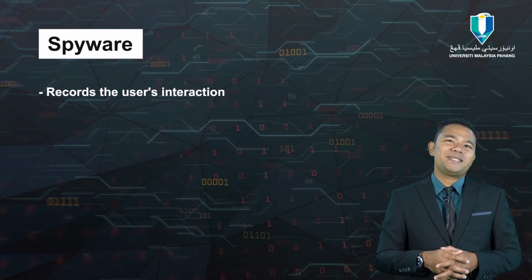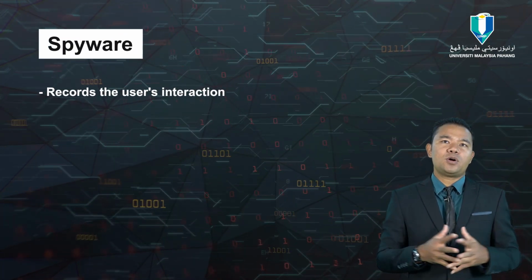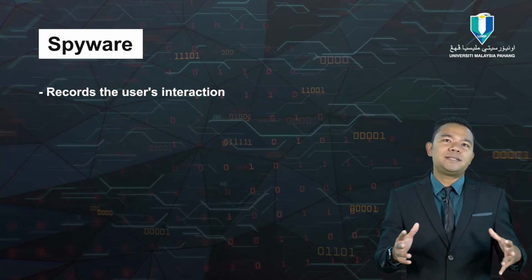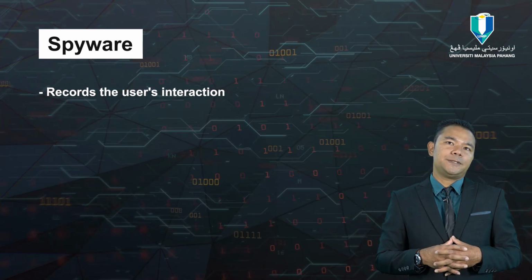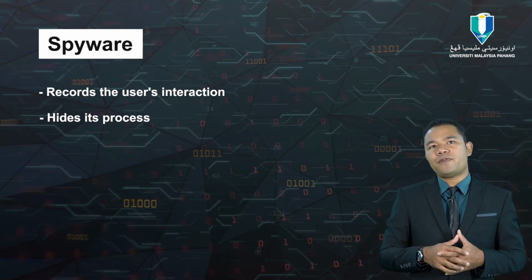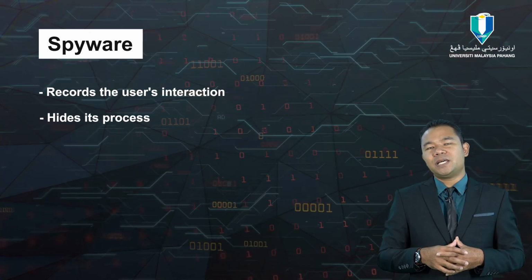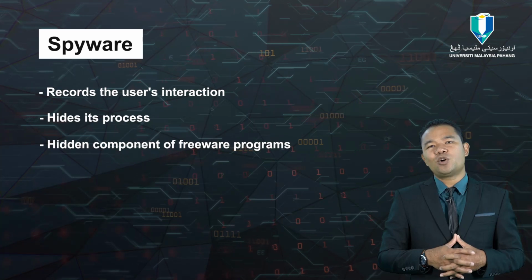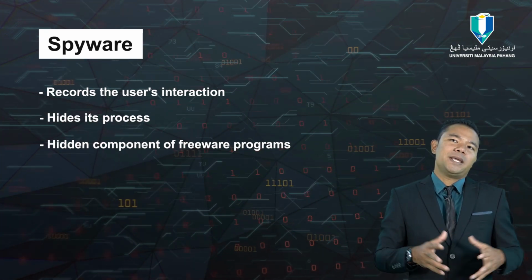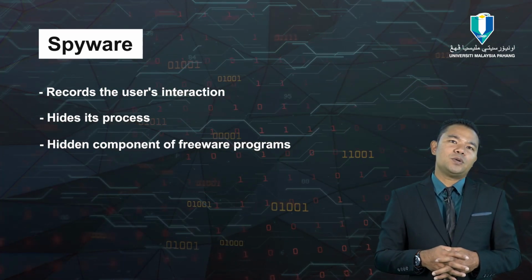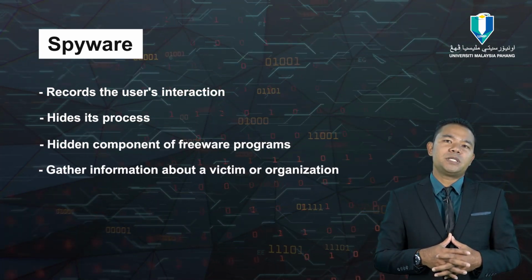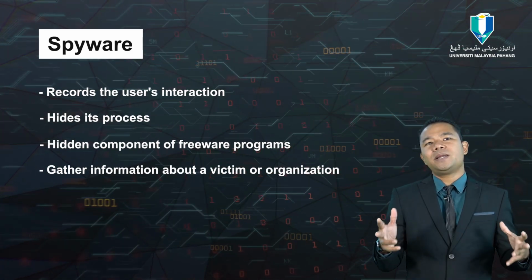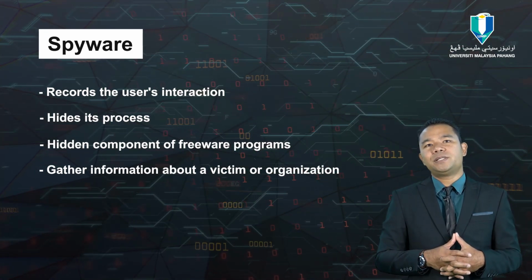Spyware. Spyware is a stealthy program that records the user's interaction with the computer and internet without the user's knowledge and sends the information to a remote attacker. Spyware hides its processes, files, and other objects in order to avoid detection and removal. It's like a Trojan horse, usually bundled as a hidden component of freeware programs available on the internet for download. It allows the attacker to gather information about the victim organization such as email addresses, user logins, passwords, credit card numbers, and banking credentials.